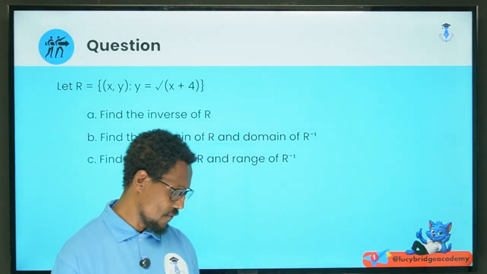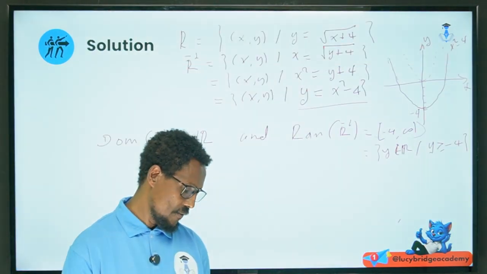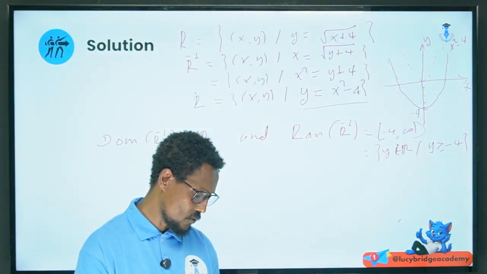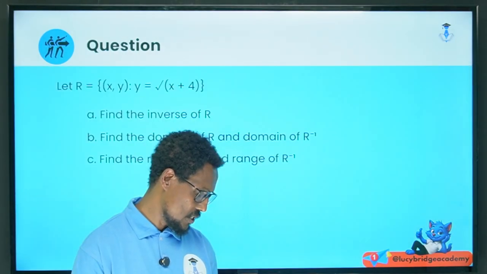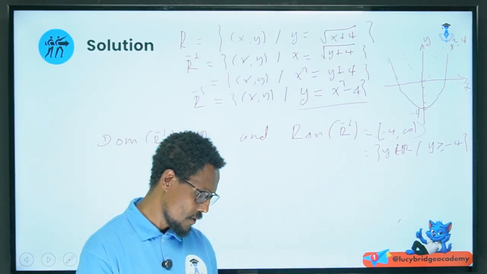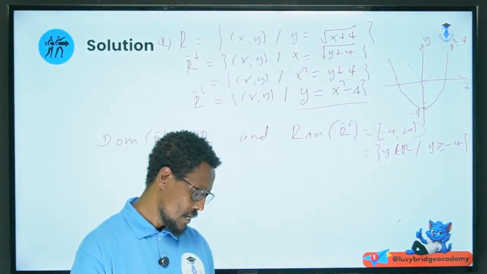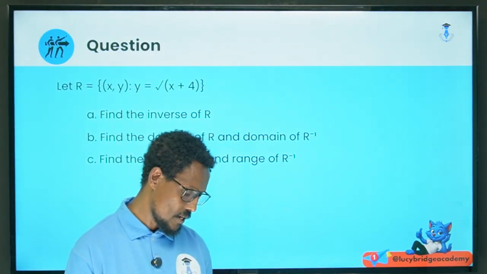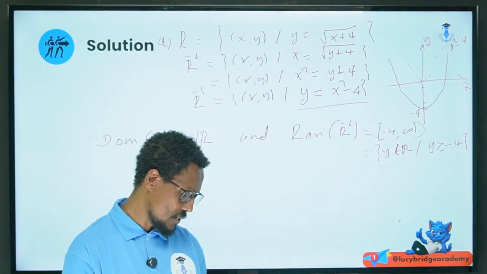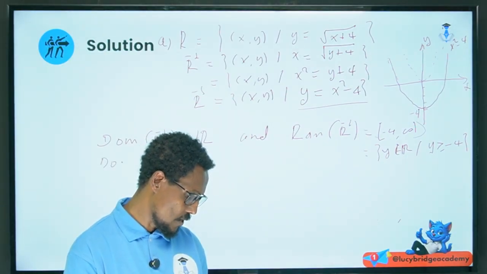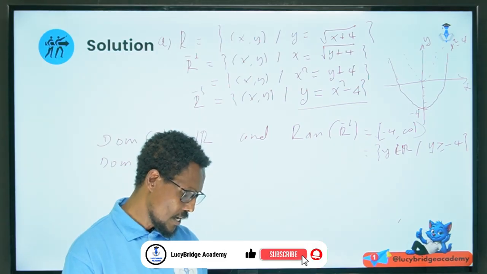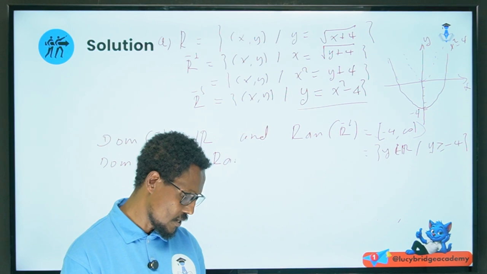we are asked to find the inverse of R. The inverse of R is this one. This is R inverse, okay? This is the first one, R inverse, which is A. This is for A. And B, find the domain of R and domain of R inverse, okay? The domain of R inverse is the set of all real numbers. Again, this is the range of what? Range of R.